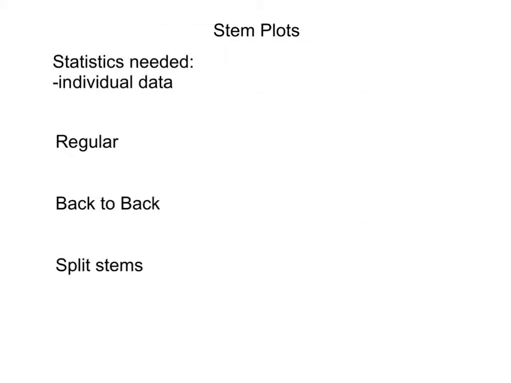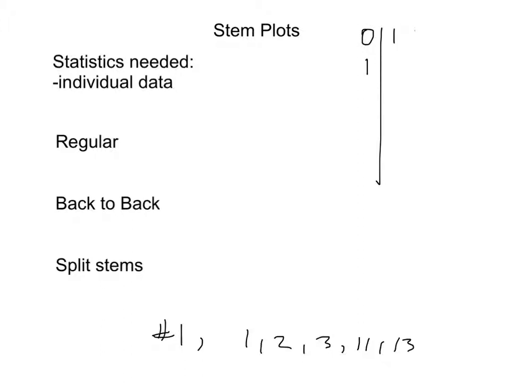And then stem plots. Stem plots are a little more complex. You have one group, so this is how you do it. So let's say, first of all, our data set 1 is 1, 2, 3, 11, 13. So how you do this is you do 0, and you do a 1, and you do, okay, 1, 2, 3, and then 11, 1, and then 3.